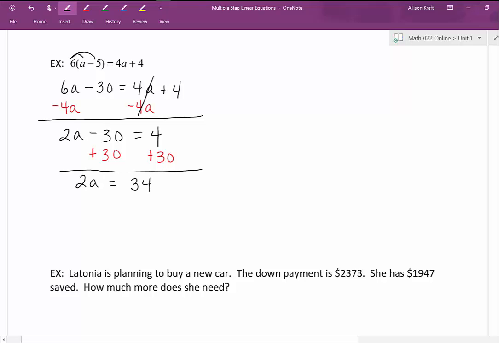The last thing that we need to do is eliminate the coefficient of a. To eliminate the multiplication by 2, I'm going to divide both sides by 2. This gives me a solution of a is equal to 17.